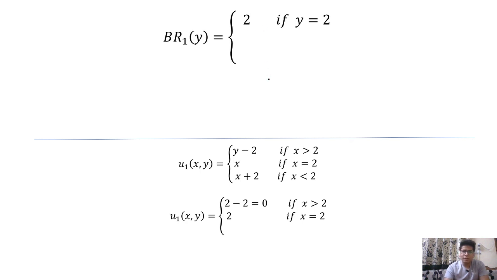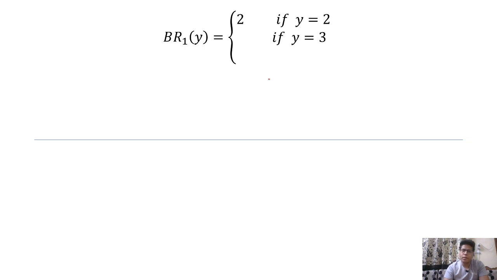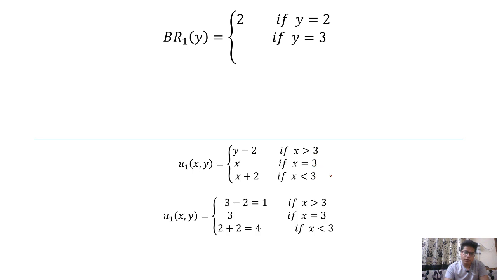Now do the same exercise if player 2 chooses y is equal to 3. Now what if y is equal to 3? Do the same exercise. I substitute the value of y here. You can see 3, 3, 3, and then substitute the value of y in the next part to get the payoff function. So if player 1 chooses greater than 3, like 4, 5, 6, I get the value of y here. So I substituted 3. 3 minus 2, that is 1.